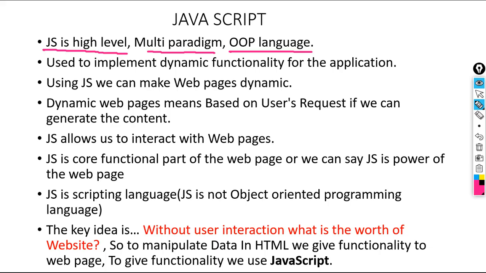Now, why do we use JavaScript? JavaScript is used to implement dynamic functionality for the application. I have already given one example about Amazon.com. For a Prime user, information is different, and for a normal user, information is different. How is that possible? That is possible with the help of JavaScript. With the help of JavaScript, we can give dynamic functionality for the application, and using JavaScript we can make web pages dynamic.